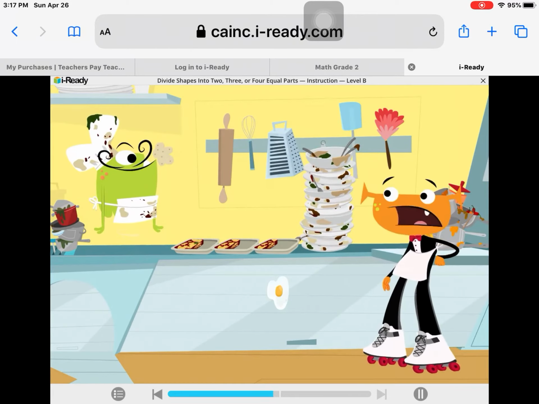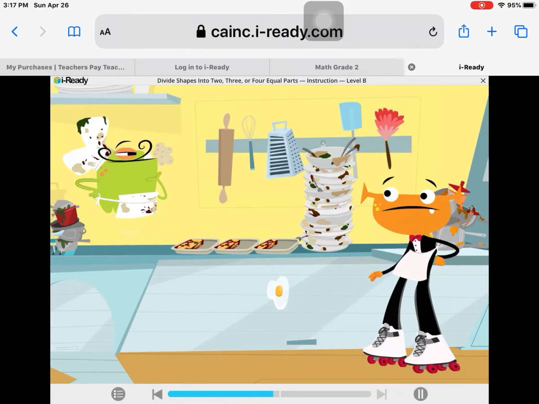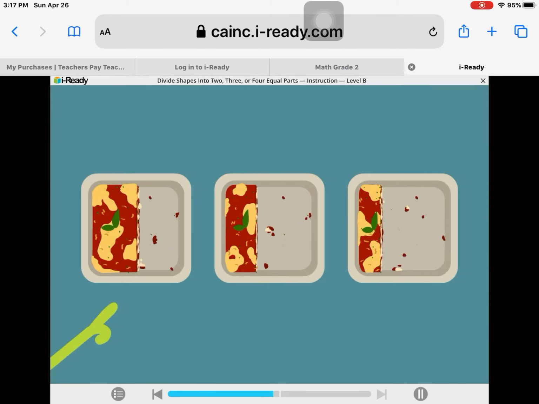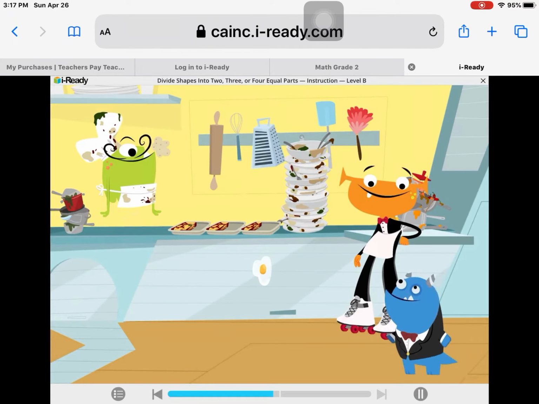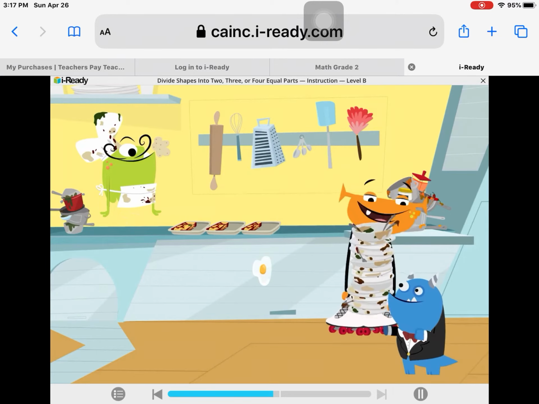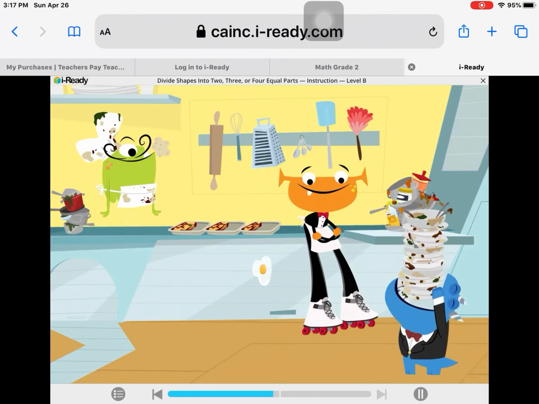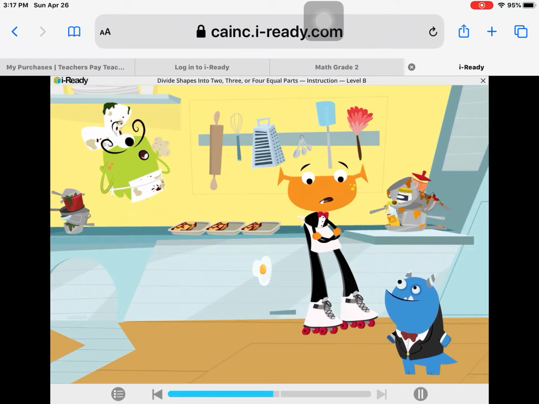Oop, how much leftover lasagna is there? There's a half of a tray, a third, and a fourth. And Snark, since it was your party, you get to do all the dishes. Done!